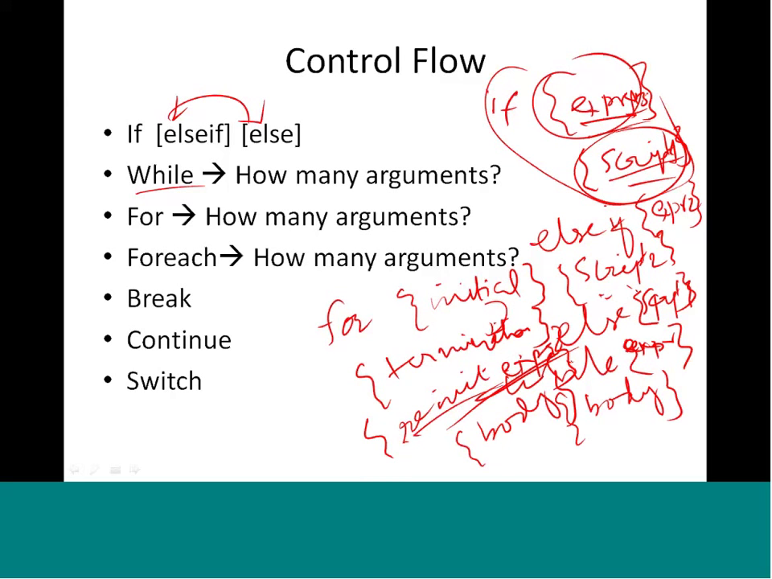Now comes foreach. How many arguments do you think foreach takes? For command takes 4. While takes 2 arguments, for takes 4 and foreach takes 3. So what are the 3 arguments it takes? It takes a variable, then the input list, and then the body.